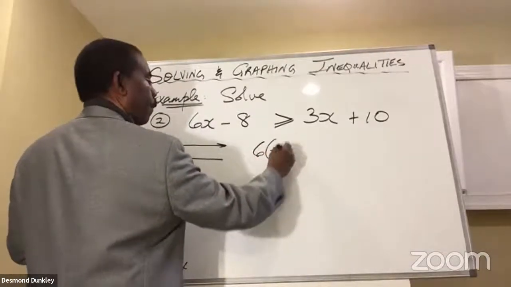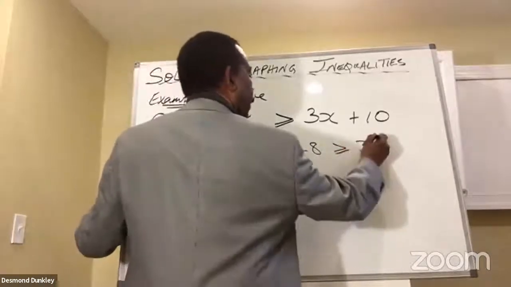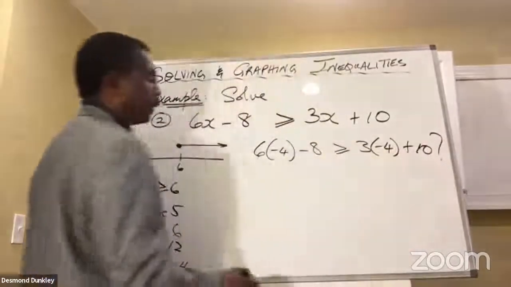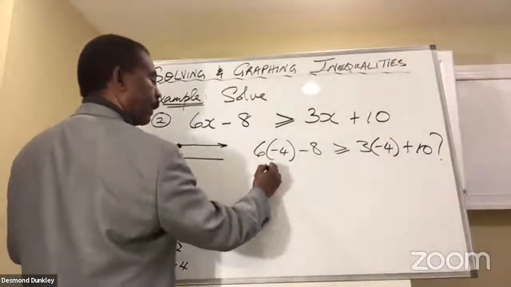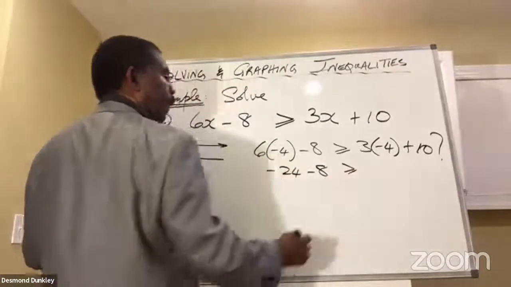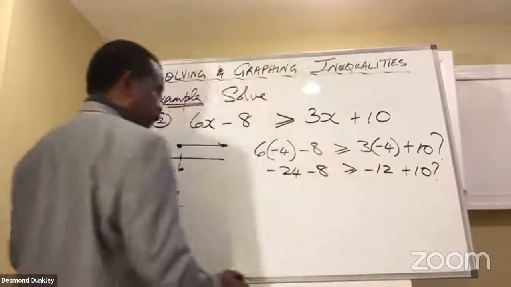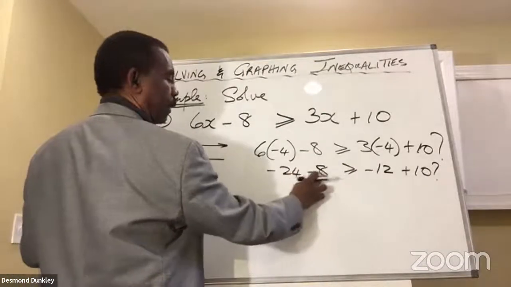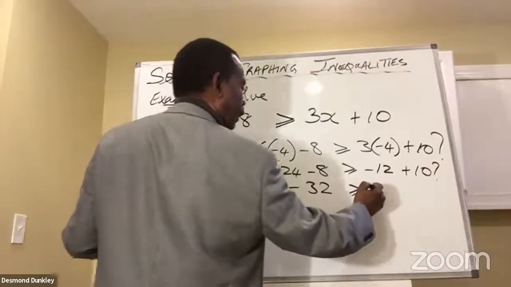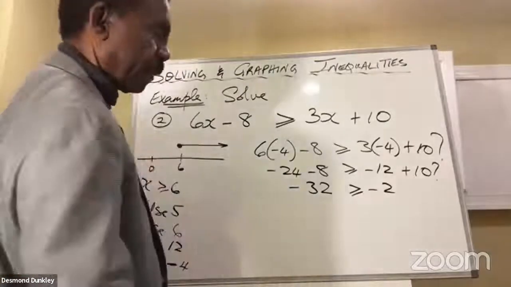Six times negative 4 minus 8, is that greater than or equal to 3 times negative 4 plus 10? That is the question. 6 times negative 4 is negative 24 minus 8. Is that greater than or equal to negative 12 plus 10? Negative 24 minus 8 is negative 32. Is that greater than or equal to negative 2? Negative 32 is further to the left.